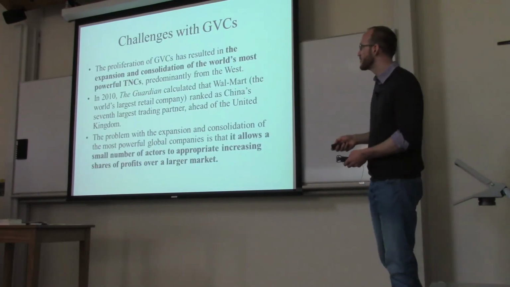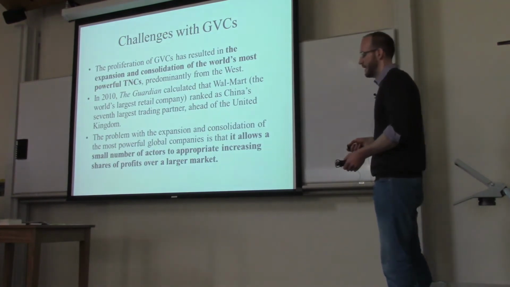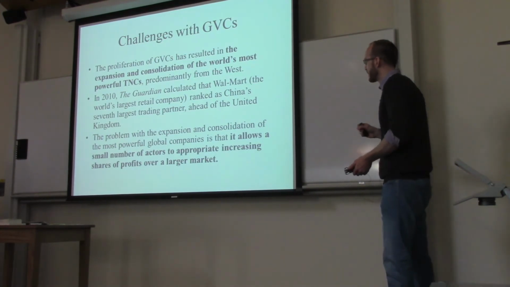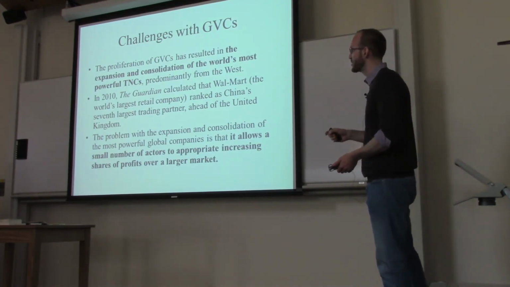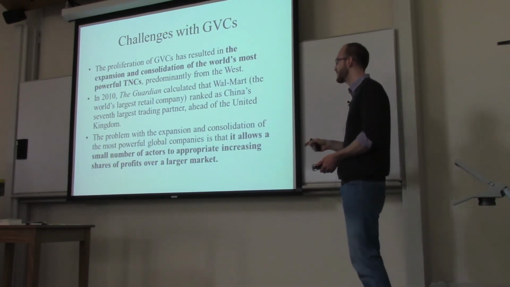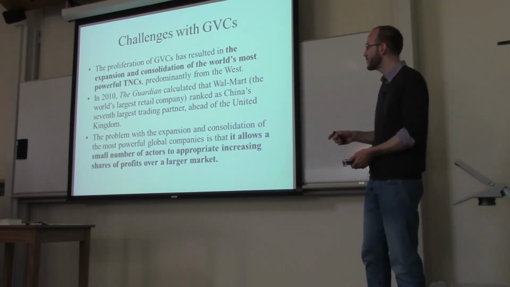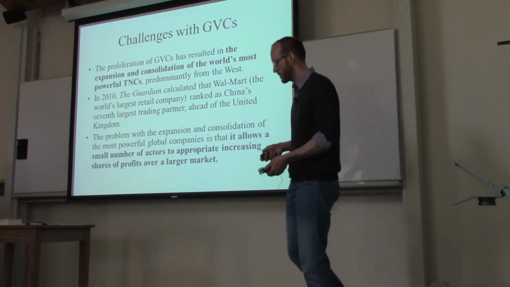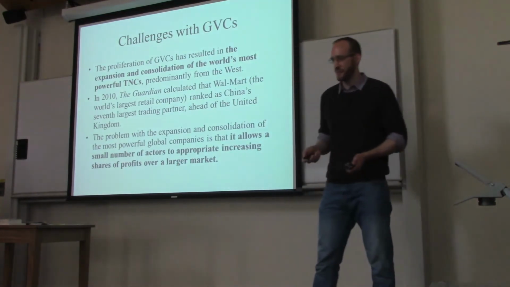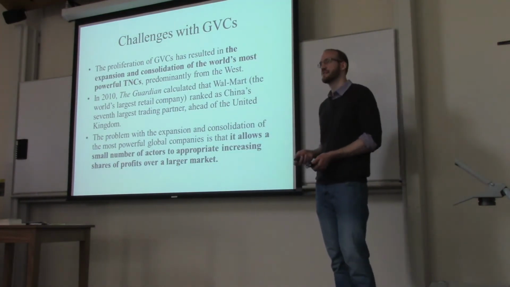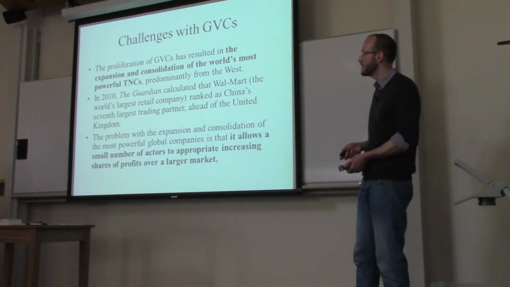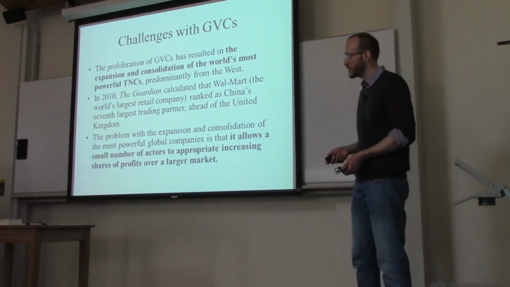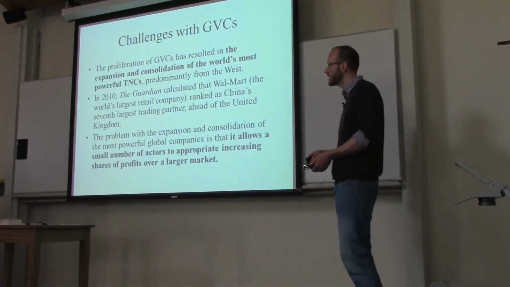There are quite a few challenges with global value chains as well. A lot of it has to do with the increasing power of transnational corporations. What we've seen is that the expansion and consolidation of the world's most powerful transnational corporations, predominantly based in the West, have proliferated. So, for example, if we look at the increase in assets of foreign affiliates from 1990 to about 2013, the most recent data, it's been from $4 trillion to $97 trillion, which I think is something like 130% of world GDP.